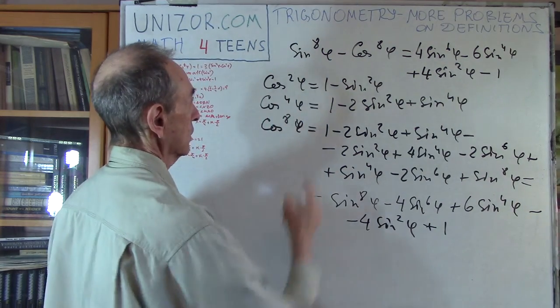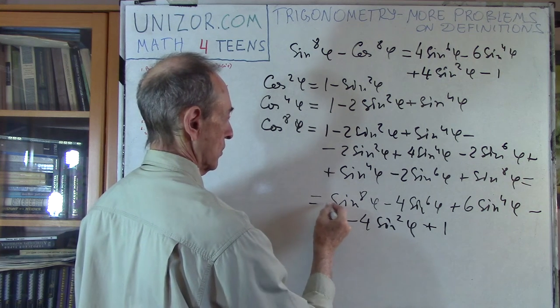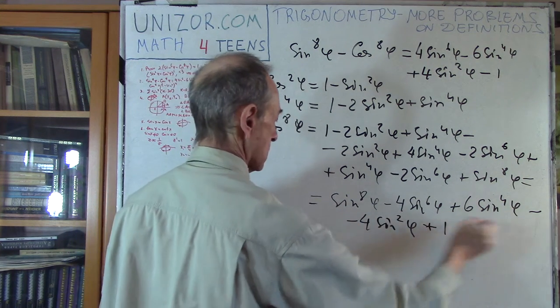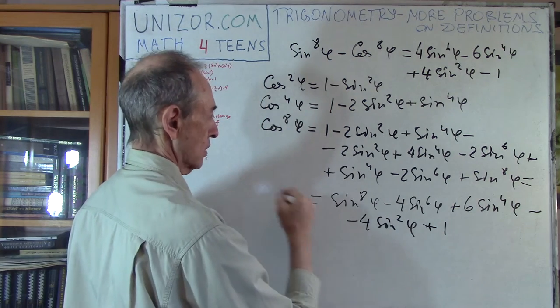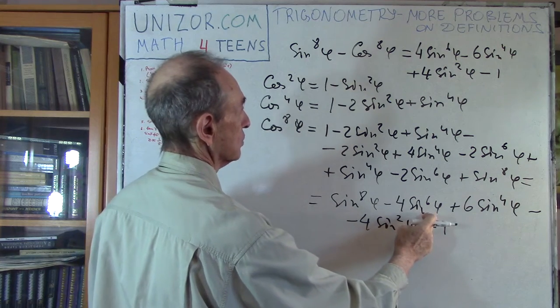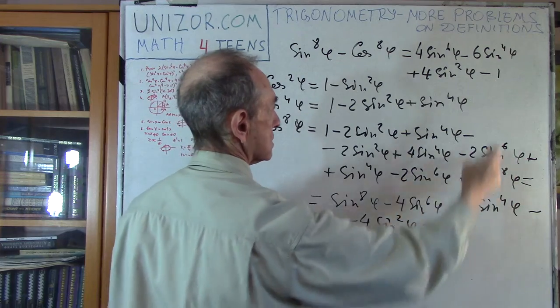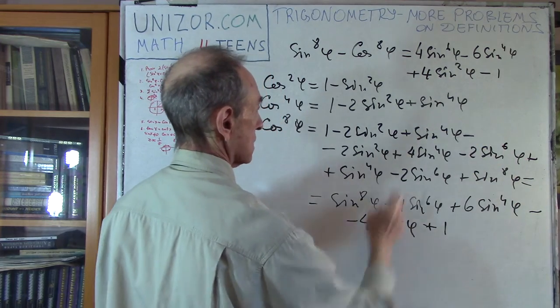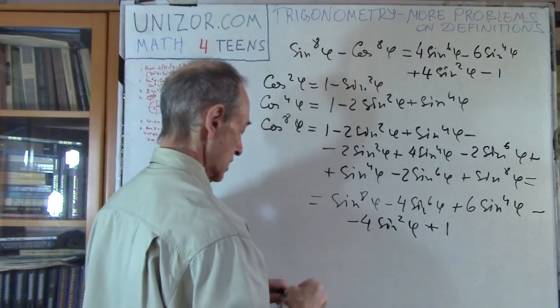Now with a minus sign, you will have minus, plus, minus, plus, plus, minus. Then you will add sine to the 8th, and this will disappear. That will be 4 sine to the 6 with a plus, minus 6 sine to the 4th, plus 4 sine square and minus 1. Yes, exactly. So that's the second problem.